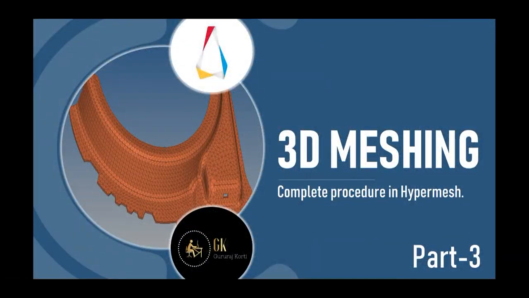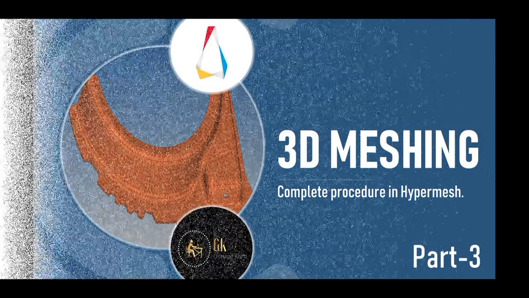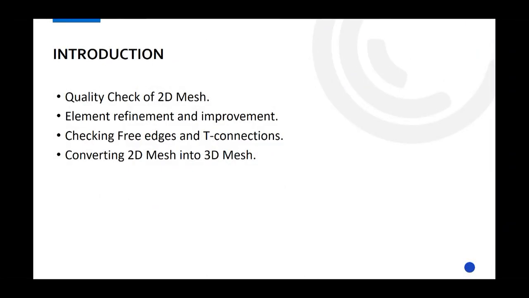3D meshing. Complete procedure in HyperMesh. Introduction. Quality check of 2D mesh. Element refinement and improvement. Checking free edges and T-connections. Converting 2D mesh into 3D mesh.